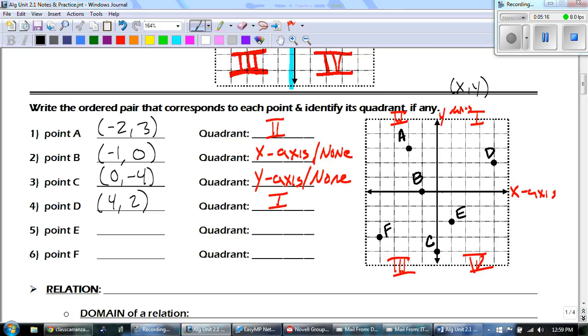All right, E is in quadrant 4. And directions to get there, I go to the right 1, so that's a positive 1, and then I went down 2, so negative 2. Why don't you guys see if you can figure out F all on your own. Good luck.